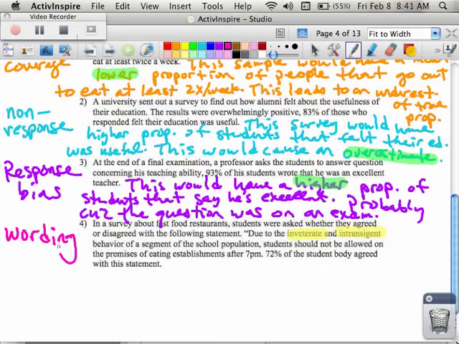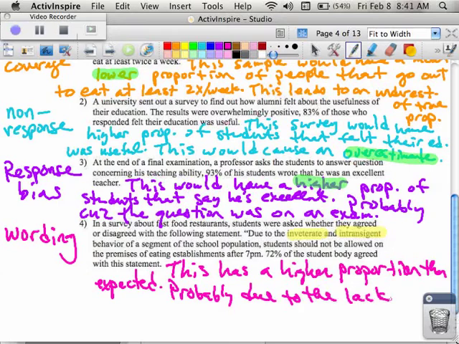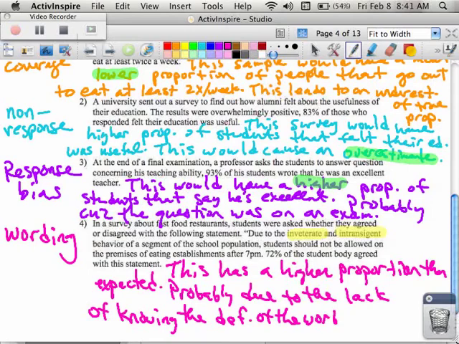In this particular example, this would have a higher proportion than expected, and I would say probably due to the lack of knowing the definition of the words that are highlighted in yellow.